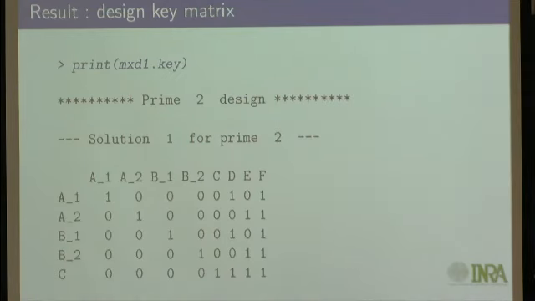And here's the solution. Identity matrix up to C. This forms the basic factors. And then D is equal to A1, B1, C. So it's really an interaction between 3 of the real factors. E is equal to A2, B2, and C. So it's also a 3-factor interaction. And F is equal to A1, A2, B1, B2.